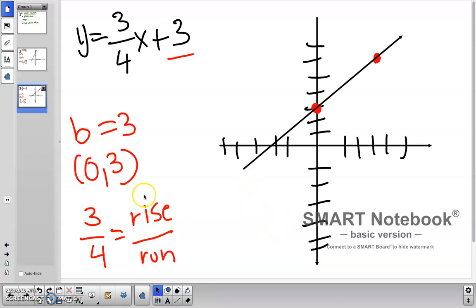All right. And that's how you would graph from the slope-intercept form. It's not that hard. You just need to identify the y-intercept and the slope, and you can just graph it from there.